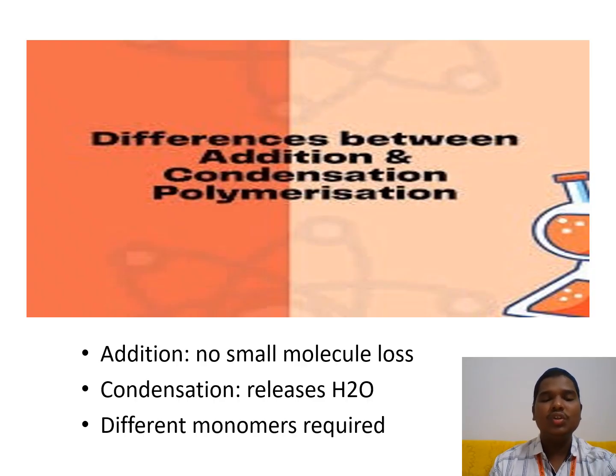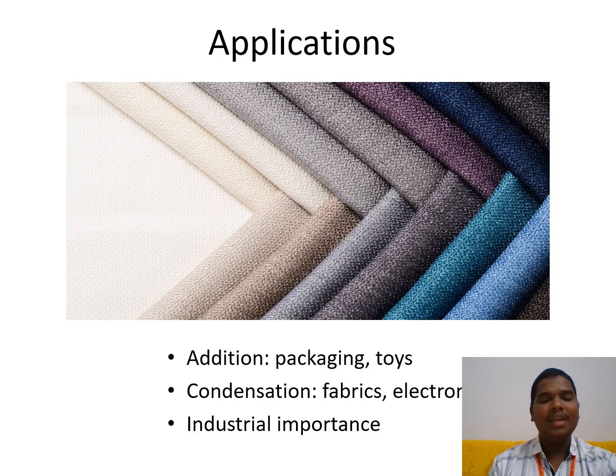Next, we'll go through applications. Polymers are used in packaging, construction materials, textiles, automotive parts, household items, and electrical components, etc. Addition polymers are used mostly for plastics, whereas condensation polymers are used for fibers and engineering materials.